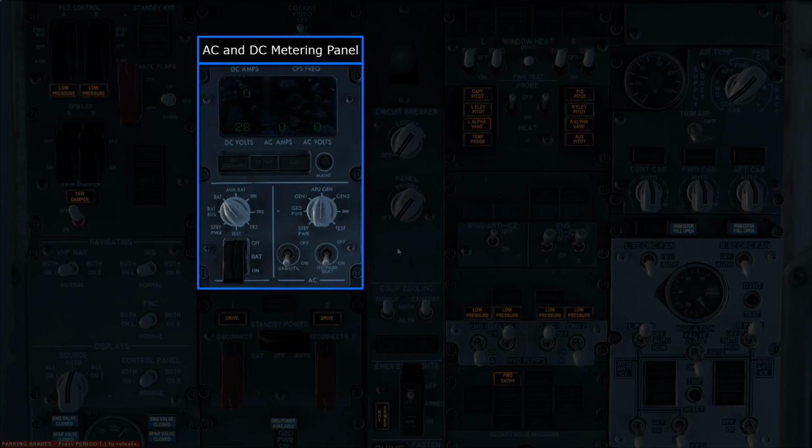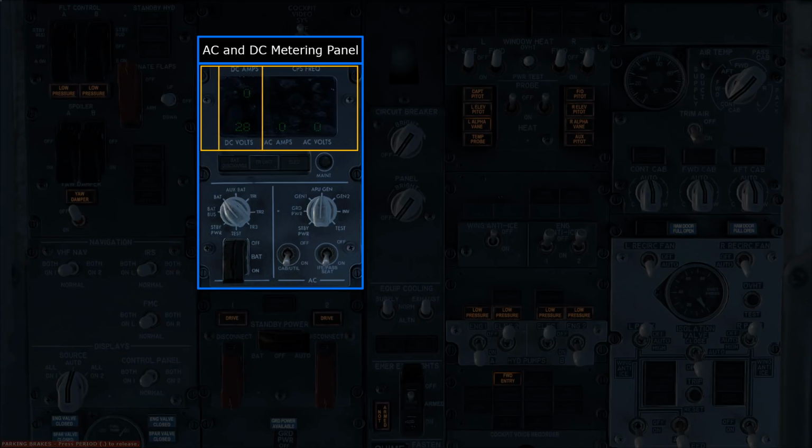At the top we have the AC and DC metering panel. Now I'm afraid I don't have a good understanding of electrics, so this is going to be a sort of basic overview of this area. At the top we have a display window which shows different pieces of information relating to the AC and the DC power systems within the aircraft.